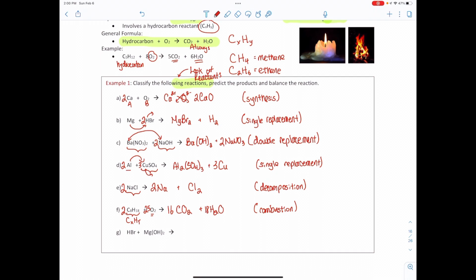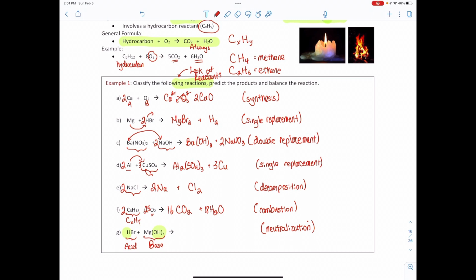And finally, in example G, I have a compound here, HBr, hydrobromic acid, and then I have another compound here, magnesium hydroxide. What's unique about this example is that I have an HBr. Remember, any ionic compound that starts with an H is an acid, and any ionic compound that ends in an OH is going to be a base. So this is my acid plus base reaction. In other words, this is going to be my neutralization. One of the products is going to be H2O, the other is going to be salt.